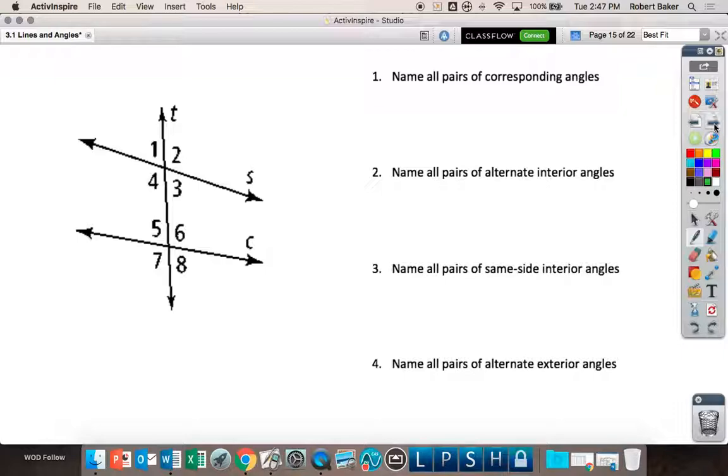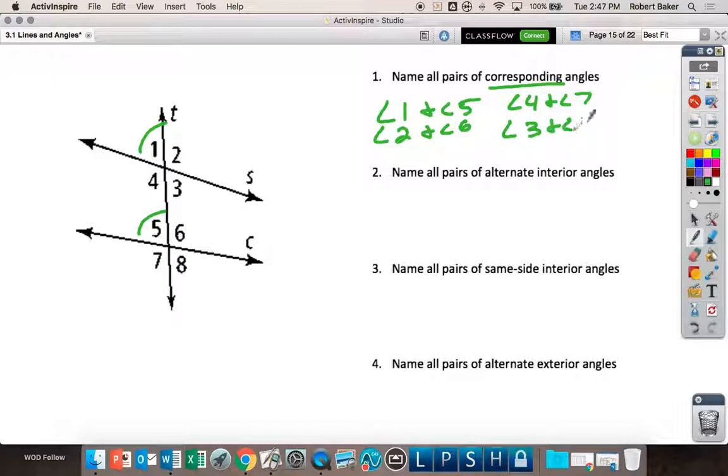Angle 1 and angle 5. We did this yesterday, and it's going to become very repetitive. Angle 2 and angle 6. Perfect. Angle 4 and angle 7. And then angle 3 and angle 8. Now you don't have to do that much work on your quiz. It'll just say name a pair of corresponding angles. Just one. I went ahead and colored them for you so you could see them.